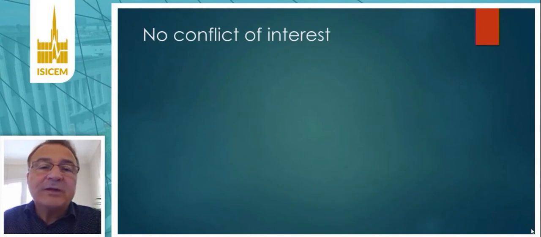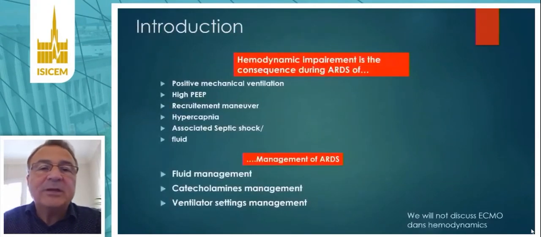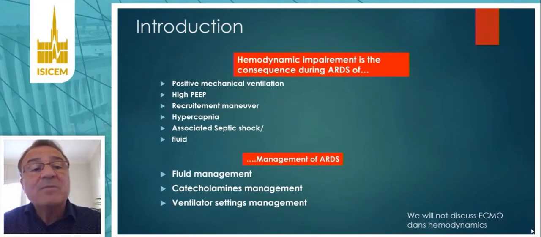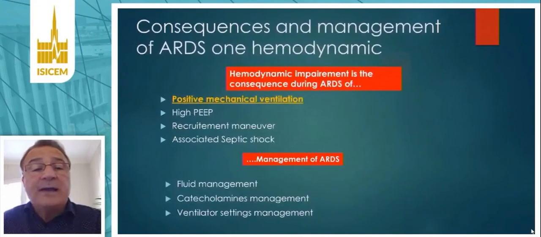And I would like to discuss with you the hemodynamic impairment in relation with ARDS. You know that during ARDS, you may have an associated hemodynamic impairment due to positive mechanical ventilation, to high PEEP, to recruitment maneuvers, as well as due to hypercapnia, associated septic shock, and the fluid management, of course. Let me show you that positive mechanical ventilation may be associated with a hemodynamic impairment during ARDS or even without any ARDS.